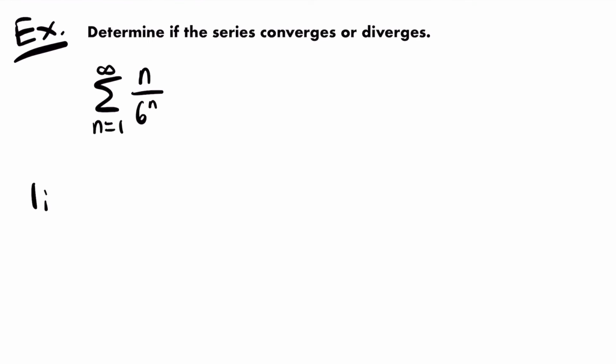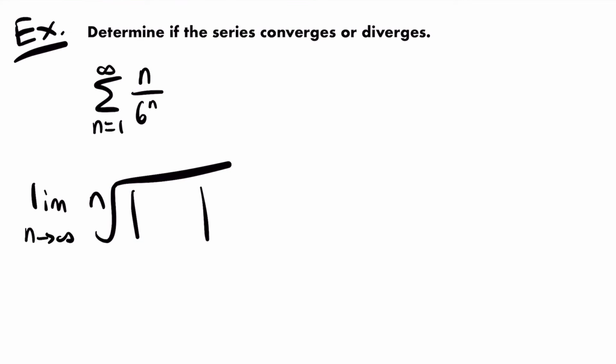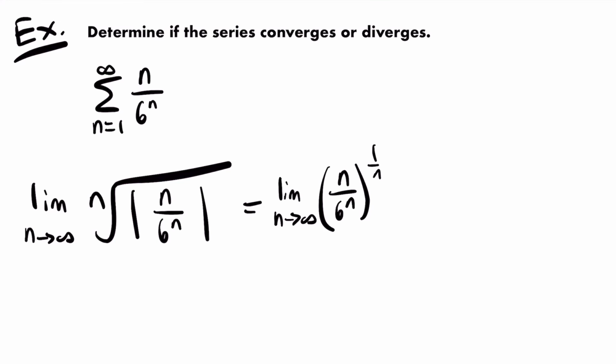Okay, so let's take a look at the limit as n approaches infinity of the nth root of the absolute value of n divided by 6 to the power of n. Now, n divided by 6 to the power of n is always going to be positive because n can only be positive values from 1 to infinity, and 6 raised to a positive power is always going to be positive. So these absolute value bars aren't needed, so this is equal to the limit as n approaches infinity of n divided by 6 to the power of n, all to the power of 1 divided by n. I just rewrote that nth root to be the 1 divided by n power.